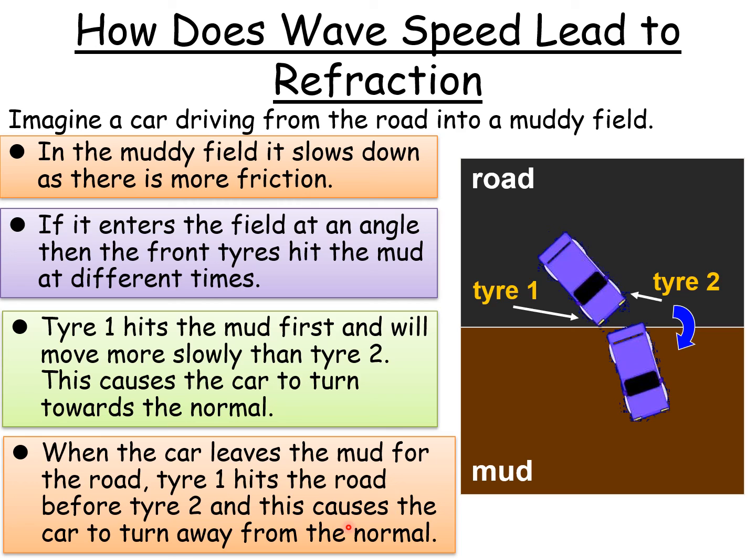Now, I'm going to leave you one question. What happens if the car didn't go at an angle but actually travelled in a straight line like this? Okay, exactly 90 degrees to both interfaces. Would there be any refraction? Okay, have a think about it. We'll talk about it next time.